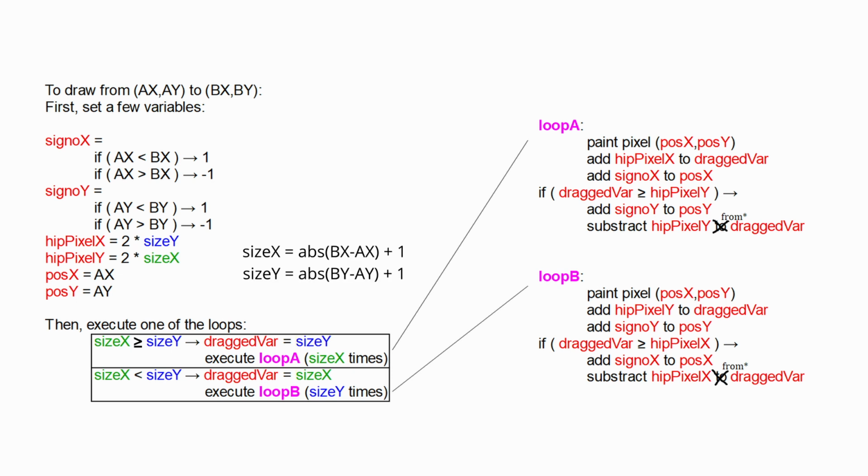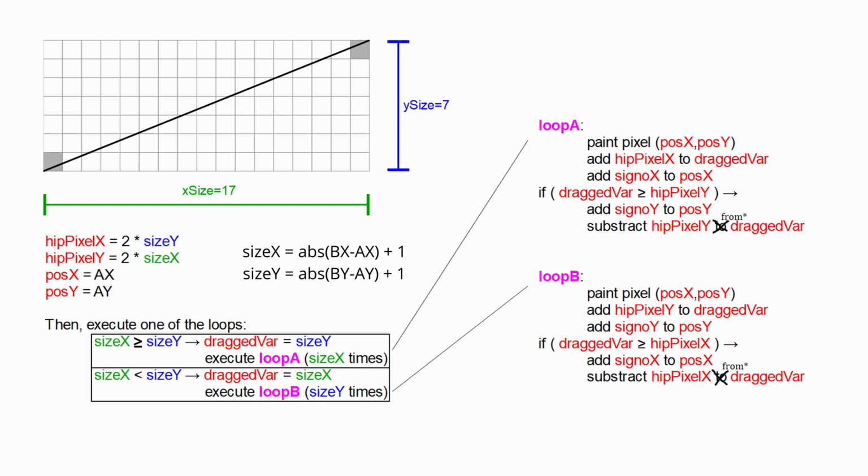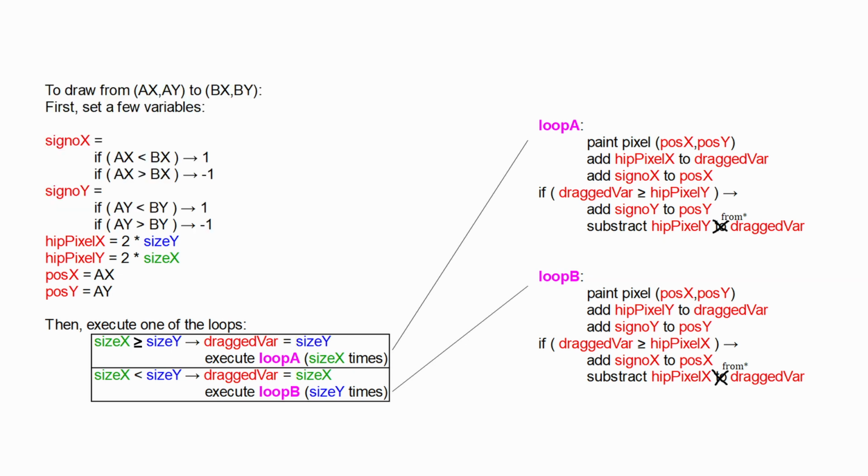Size x and size y are used to later calculate height pixel x, height pixel y, and to indicate how many times the loop has to run. Keep in mind the line goes from the beginning of the first pixel to the end of the last, so the size is the difference between coordinates plus 1. Height pixel x and height pixel y are double the size in y and x respectively, in that order.